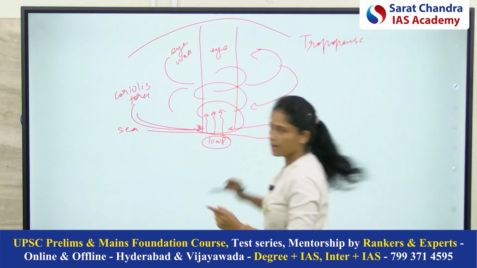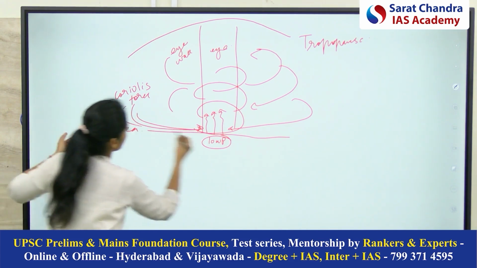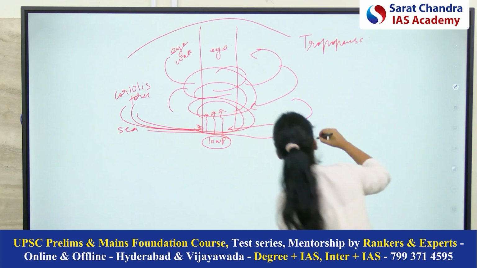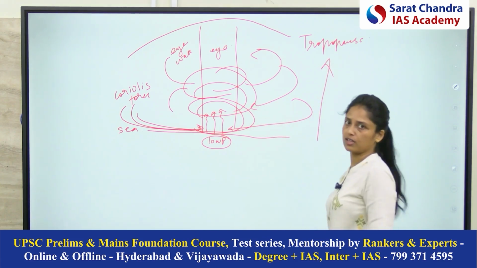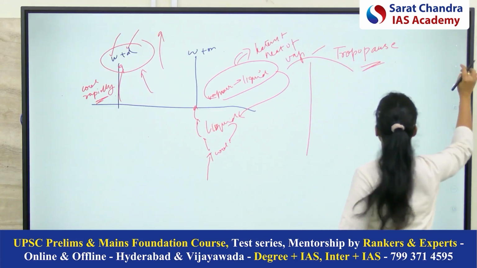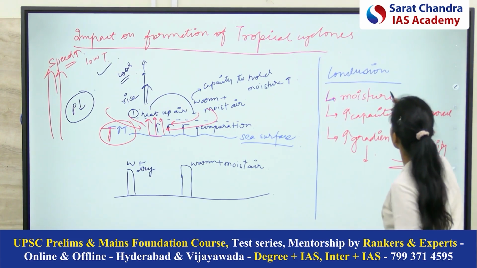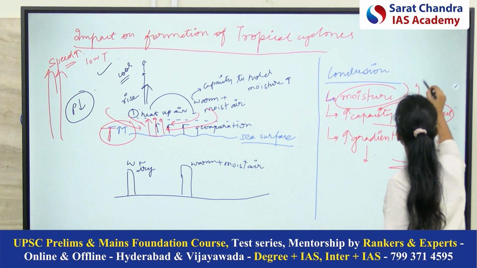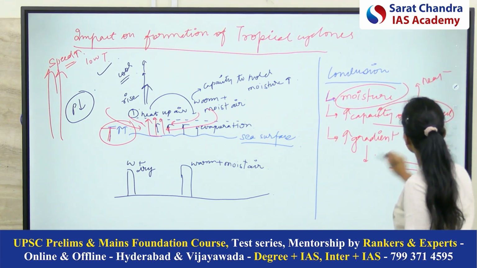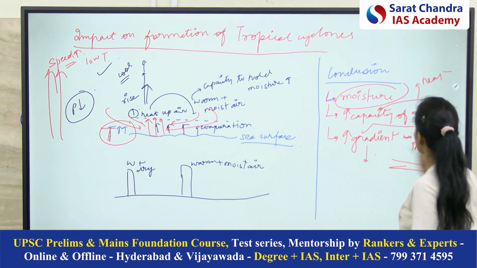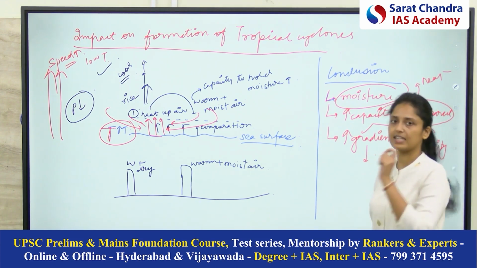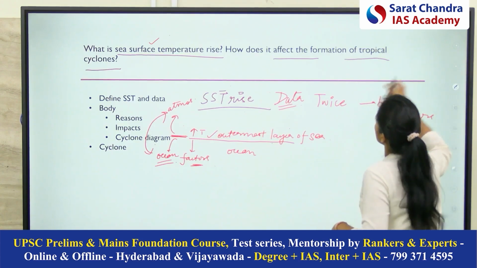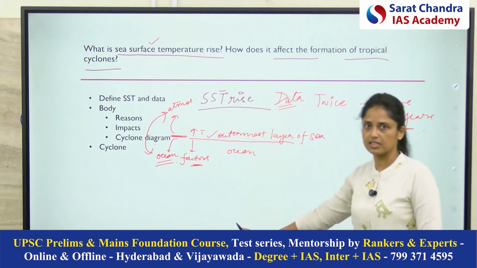Because of high temperature, what is happening? Here the speed of spiraling will also increase and the speed of rising air will also increase. So basically we have discussed three things. It will provide the moisture, it will increase the capacity of air by heating up the air, and it will increase the gradient, which will increase the intensity. I think this was actually asked in the question.